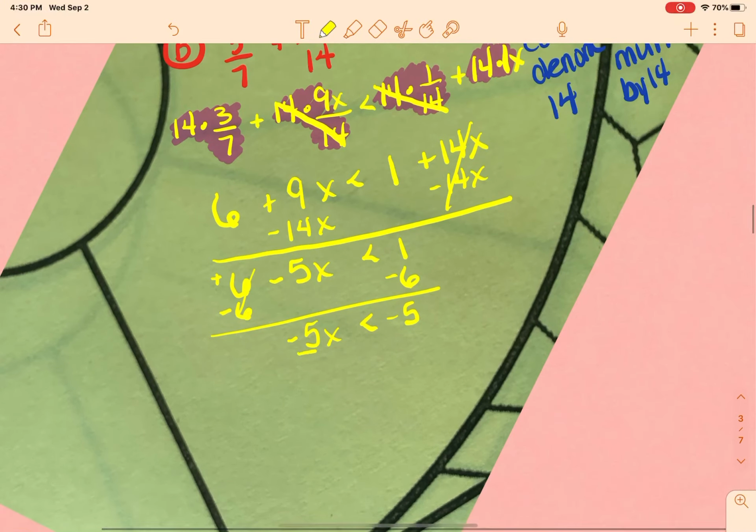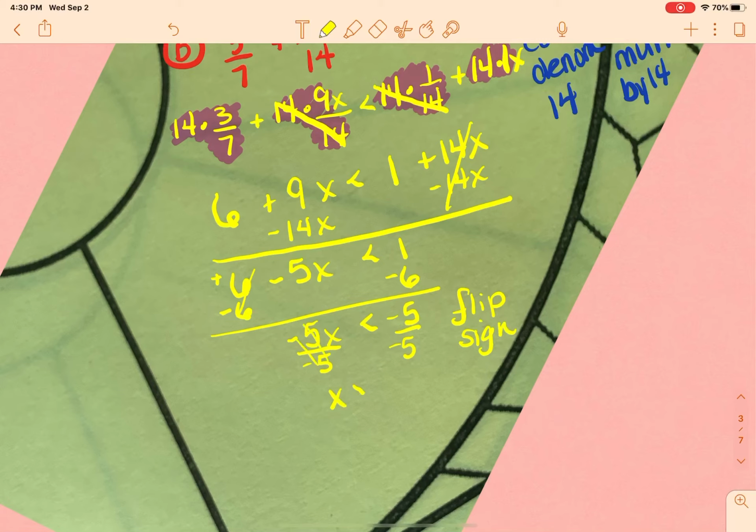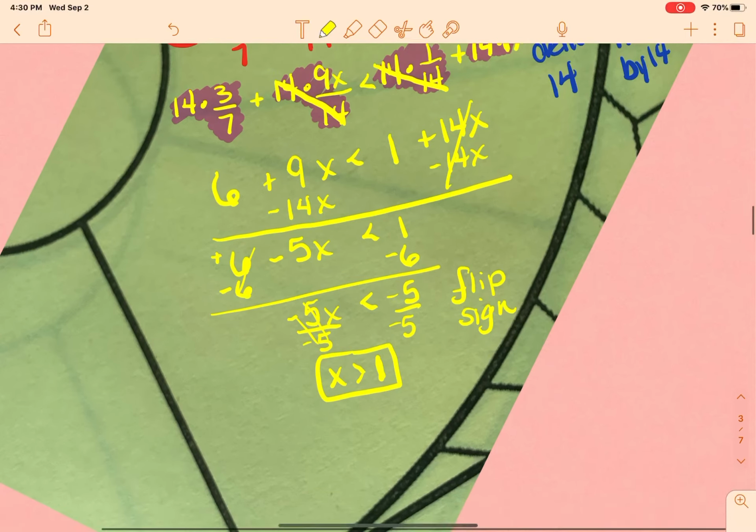So to get x by itself, I'm going to have to divide both sides by negative 5. Remember, this is one where you're going to flip your sign. So it's going to go to greater than because it was less than here. And negative 5 divided by negative 5 is 1. So x is greater than 1, that's my final answer.